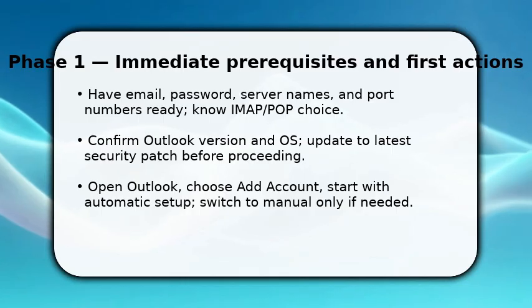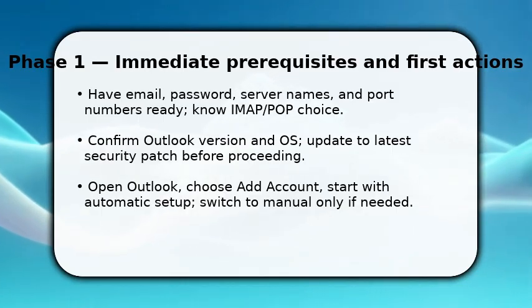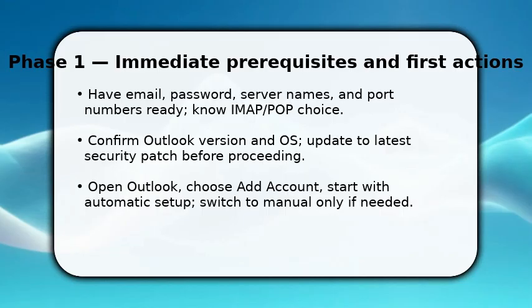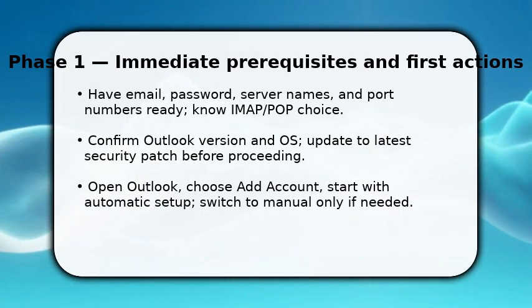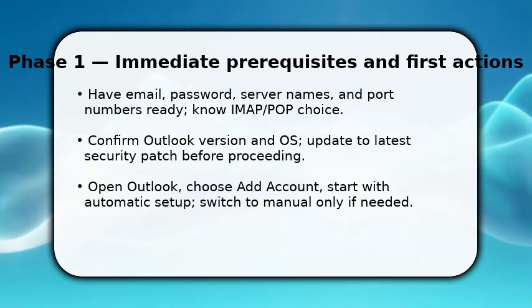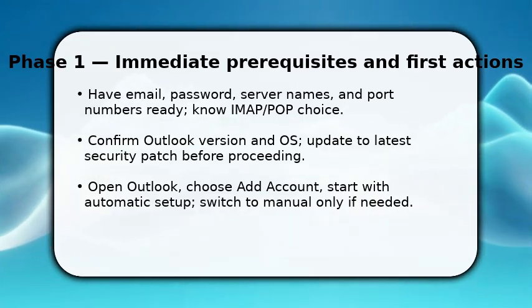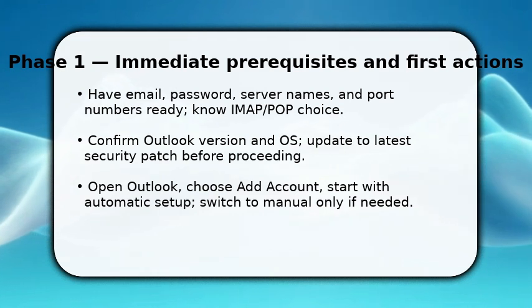If automatic fails, make sure to switch to manual configuration. This lets you enter IMAP versus POP explicitly, set incoming and outgoing hosts, and pick encryption. This step saves time later because correct protocol choice determines mail sync behavior and folder handling.